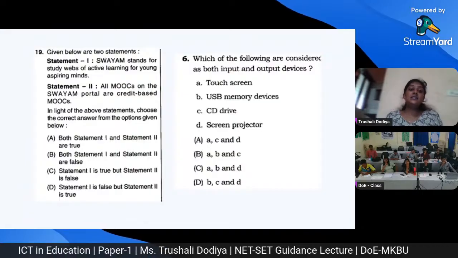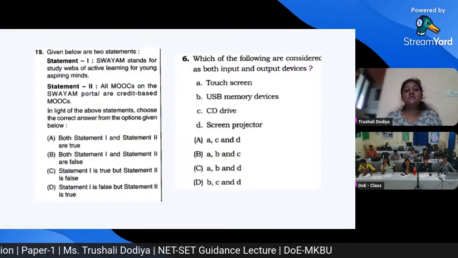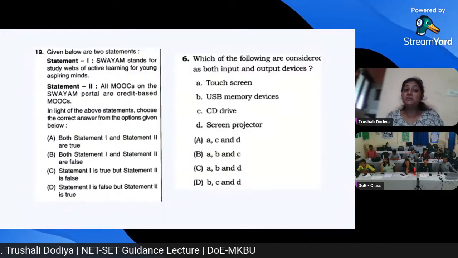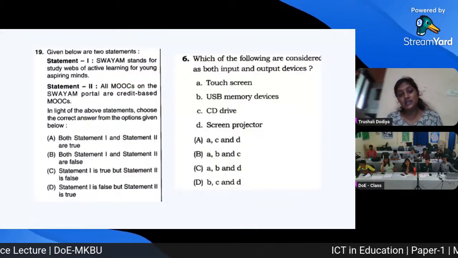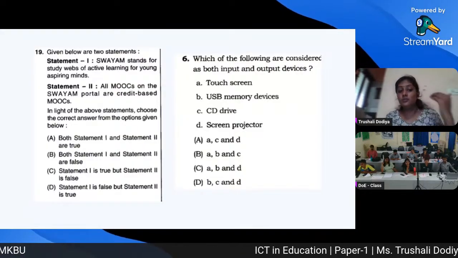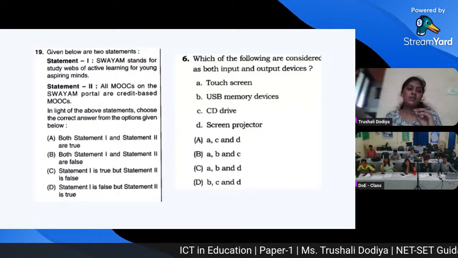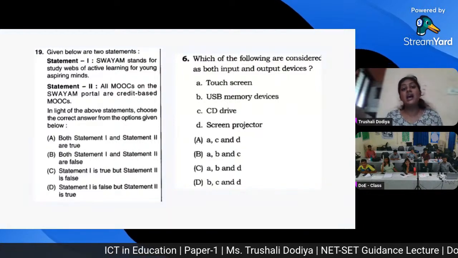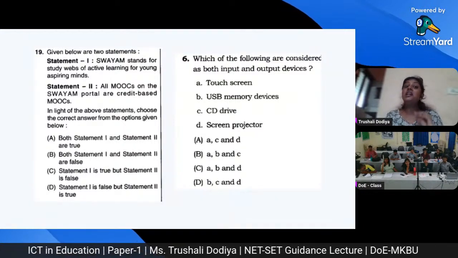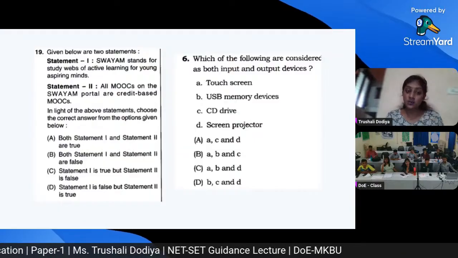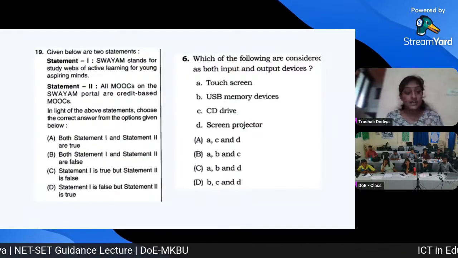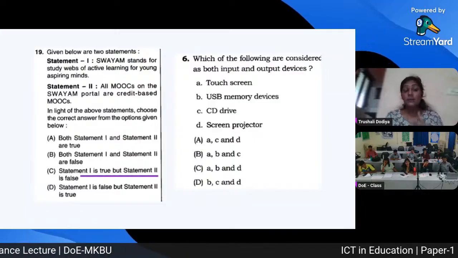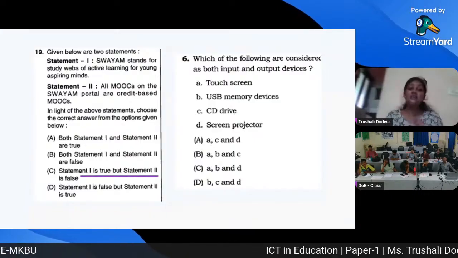Second statement is all MOOCs on the Swayam portal are credit-based MOOCs. So the second statement means that all the courses that are available on the MOOC are credit-based. But it is not so. There are certain courses available which do not have credits. So the first statement is true, but the second statement is false.